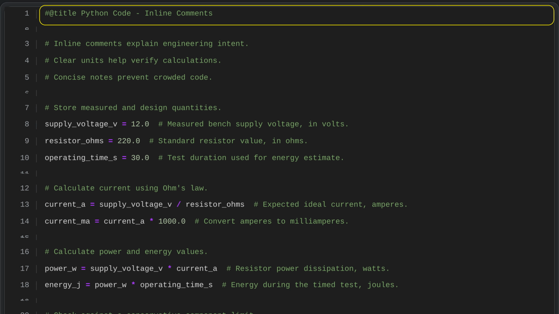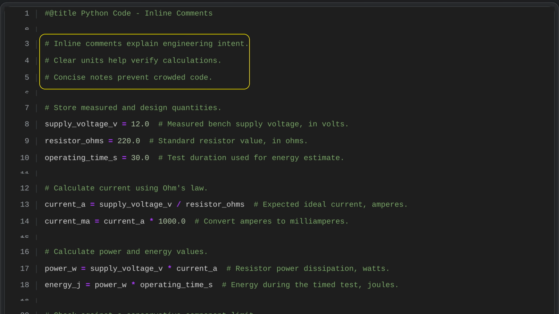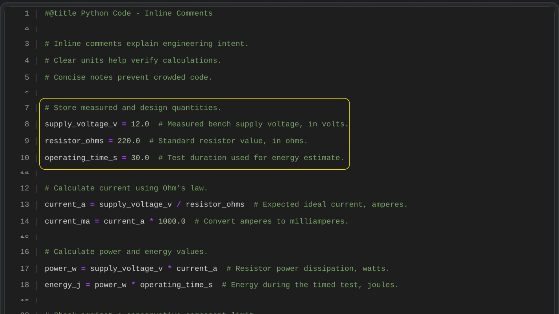Python code. Inline comments. Use comments and notes to make code easier to understand without cluttering it. Inline comments should explain the engineering intent, clear units should support calculation checks, and concise notes should keep the code readable. The test uses a 12-volt supply from the bench power source, a 220 ohm resistor, and an operating time of 30 seconds to estimate the circuit's energy consumption.